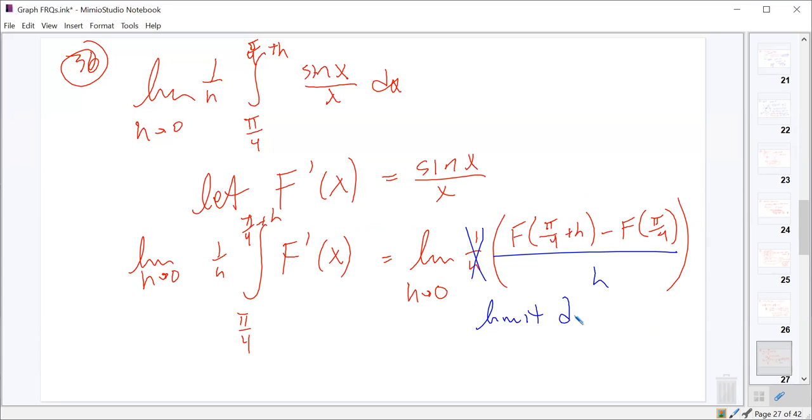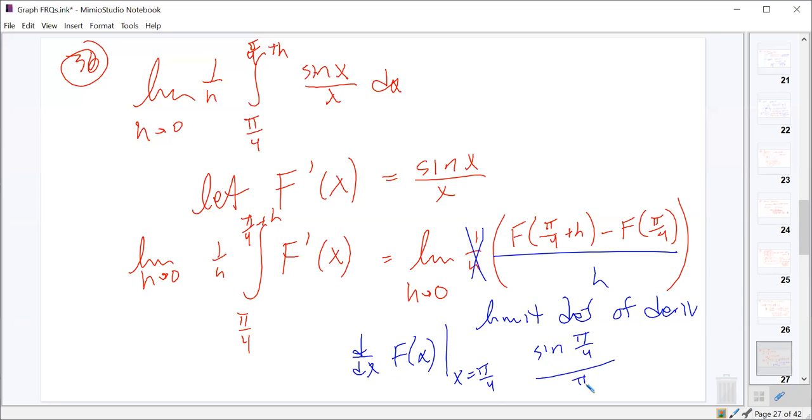Does that make sense? Right. The limit as h approaches 0 of a function at x plus h minus a function at x all over h. And from there, we can say this just means the derivative with respect to x of capital F of x evaluated at x equals pi over 4. And the derivative of capital F is F prime. So this ought to just be sine of pi over 4 over pi over 4. The sine of pi over 4 is root 2 over 2, over pi over 4, which is times 4 over pi. So you should end up with 2 root 2 over pi as your final answer.